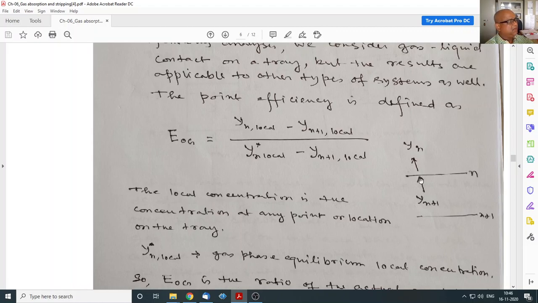So 10-meter diameter means at each point there will be some difference, because at some points the liquid and gas will be a very good mixture, and sometimes the liquid or gas will bypass. So this is the actual efficiency for a particular tray, but point-wise. This is the tray point efficiency.